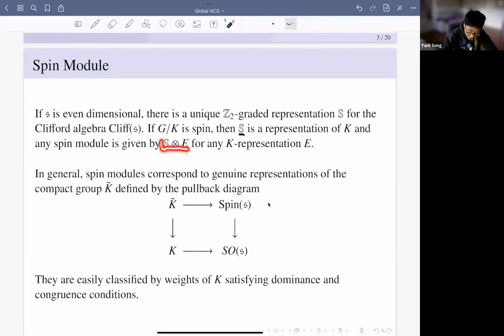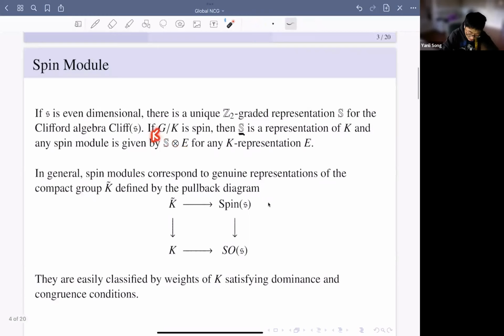So this fancy S carries the action of the Clifford algebra, and K acts diagonally on this space. So in this case, if it is spin, this works. But in general, if G mod K is not spin, this fancy S may not be a representation of K.